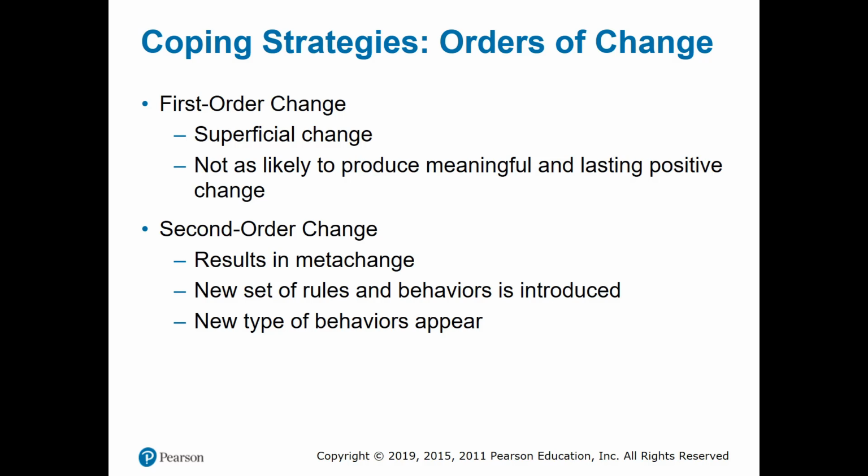Orders of change. First order change. This is just superficial change. It's not as likely to produce meaningful and lasting positive change. Second order change results in meta change. New set of rules and behaviors is introduced. New types of behaviors begin to appear. So think of this as a deeper change rather than just that superficial change. It's a lasting change that we can see.